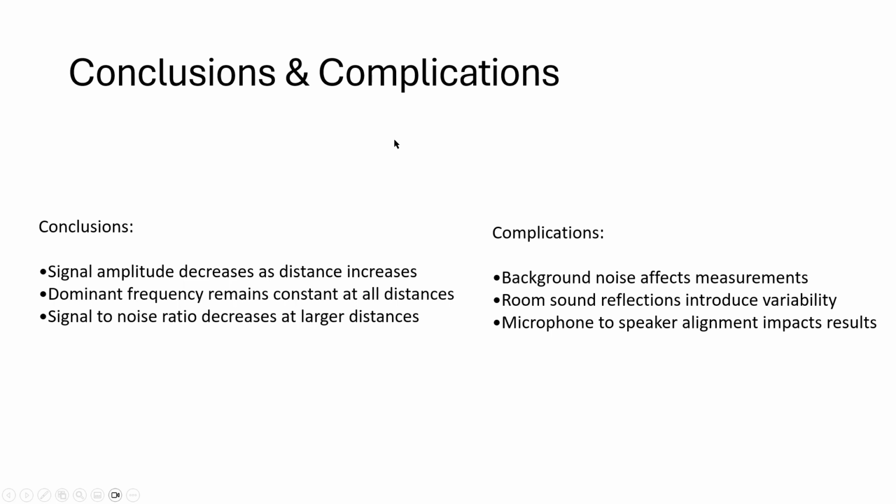In conclusion, this lab showed how different signals appear in the frequency domain using power spectral density. We confirmed that the signal amplitude decreases as the distance increases, the dominant frequency remains constant, and the signal to noise ratio decreases at larger distances. Some complications included background noise, sound reflections in the room, and maybe some misalignment between the microphone and the speaker. Overall, the results matched expected behavior.